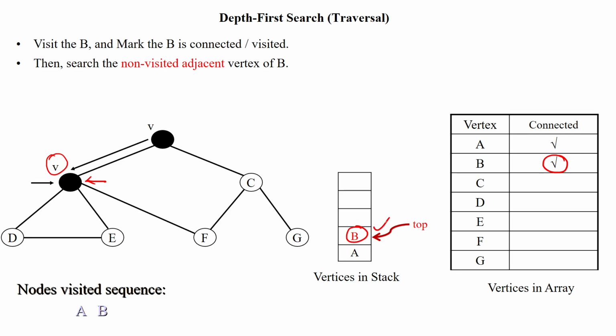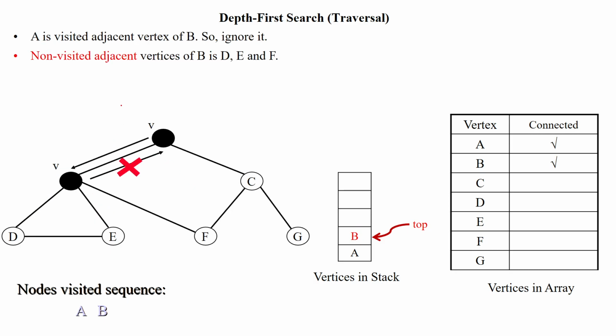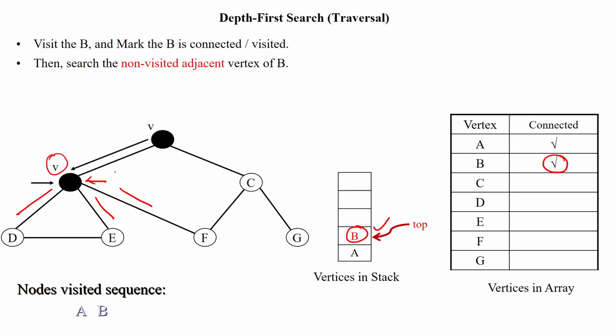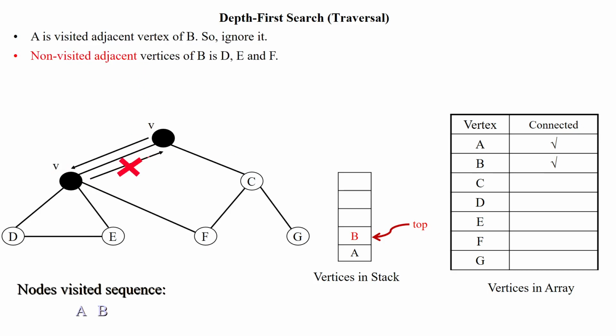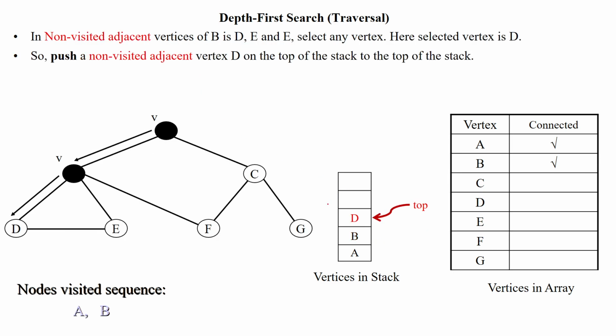Now we have to select B. We should check if there are any adjacent nodes for B. Yes, B has three adjacent nodes. So here you can select any one of the adjacent nodes. A is also an adjacent node because of the bidirectional arrow. But A is already visited, so no need to select that. You can ignore it. But there are D and F, so you can select any one of the nodes. So here we are selecting D.